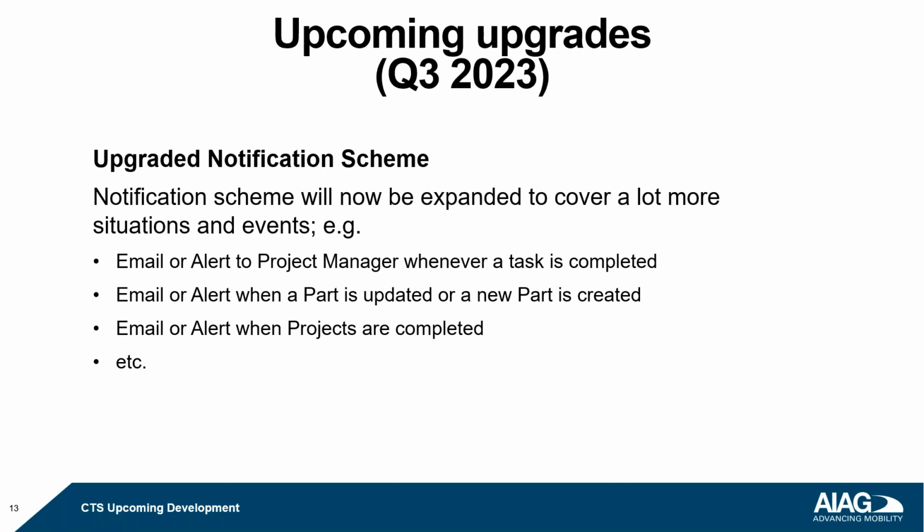Along with this goes an upgraded notification scheme, which will be expanded to cover a lot more situations and events. Initially, we're going to be configuring this, and yes, it'd be great to get your input on this. We have a short list of items that we're thinking of, like email or alert to project management whenever a task is completed, email or alert when a part is updated or a new part is created, email alert when projects are completed, anything you can imagine there.